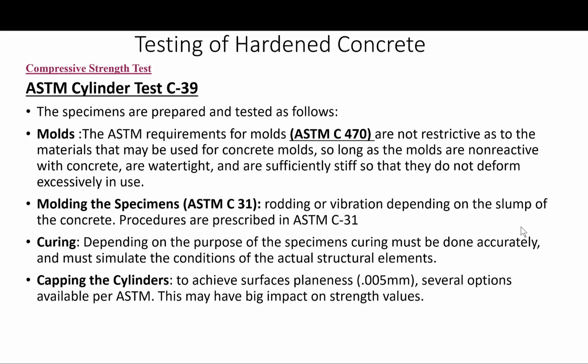After that, the capping of the cylinders. So cylinders, as I said, cast as just described, will have end surfaces, particularly the top surface, that are rough and not necessarily plane or parallel. So if tested in this condition, the apparent strength of the concrete would be considerably reduced as a result of the stress concentrations that are introduced on loading. A convex end will lead to a lower measured strength than, for example, a concave end, okay, because the stress concentrations introduced are more severe.